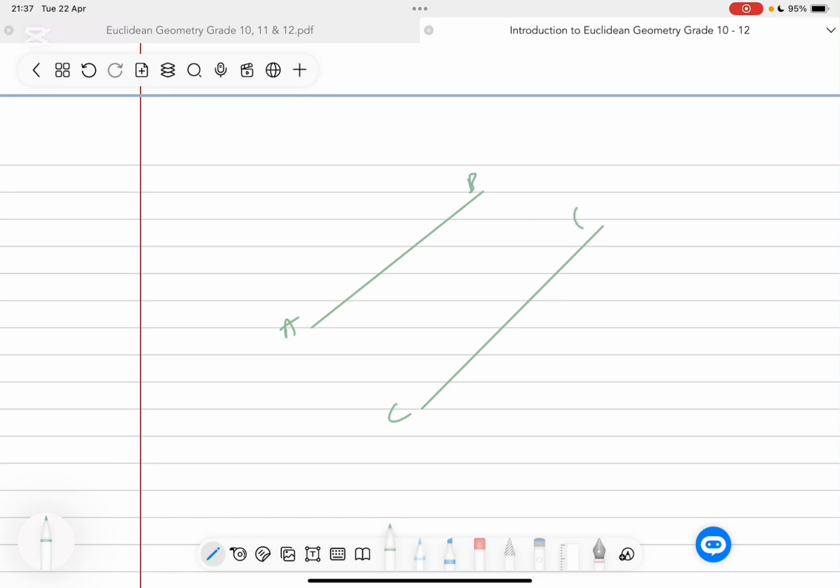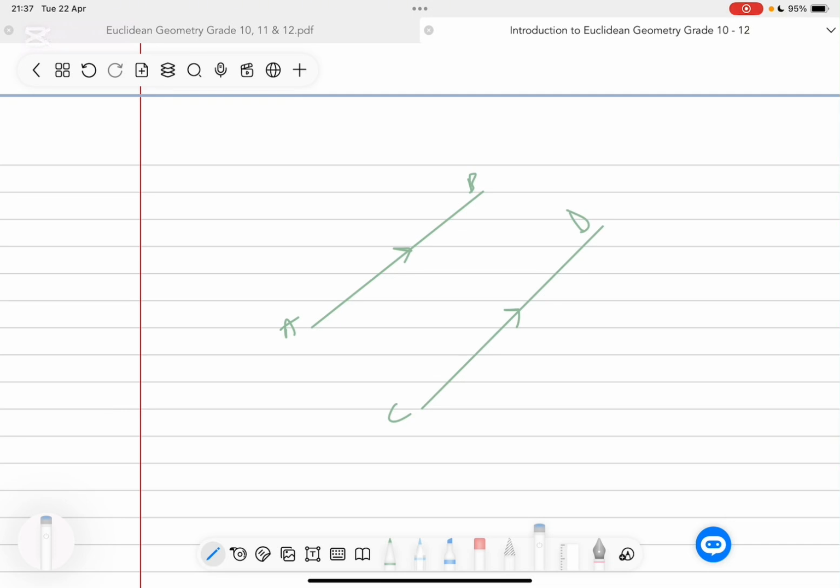Then I have another line here which I will call line CD. In order for us to geometrically represent parallel lines, we actually use a small arrow like that to say these two lines are actually parallel to each other. But what does parallel mean?